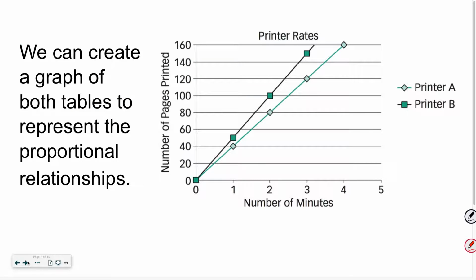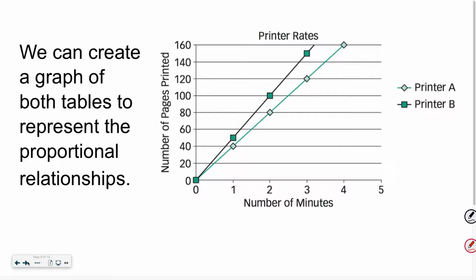So we can actually use the tables to create a graph. How did we use those tables to create this graph? What did we do? Take a look at what's on the graph, what's given to us here. Who said that? What did you say there? We plotted the unit rate. Where's the unit rate on the graph?